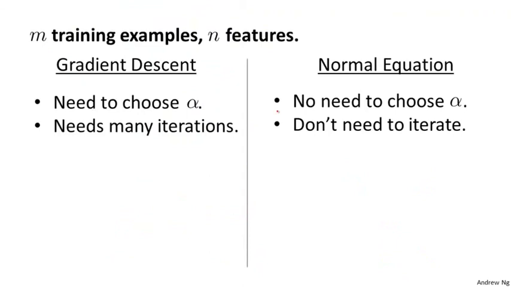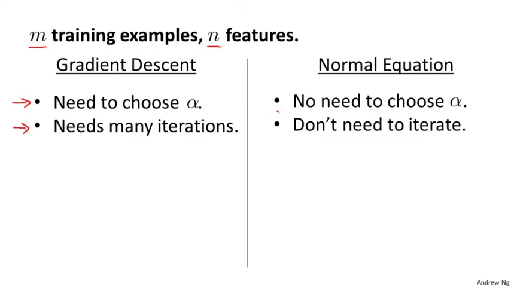Finally, when should you use gradient descent and when should you use the normal equation method? Here are some of their advantages and disadvantages. Let's say you have m training examples and n features. One disadvantage of gradient descent is that you need to choose the learning rate alpha, and often this means running it a few times with different learning rate alphas and then seeing what works best. And so that's a lot of extra work and extra hassle. Another disadvantage of gradient descent is that it needs many iterations, and so depending on the details, that could make it slower, although there's more to the story, as we'll see in a second.